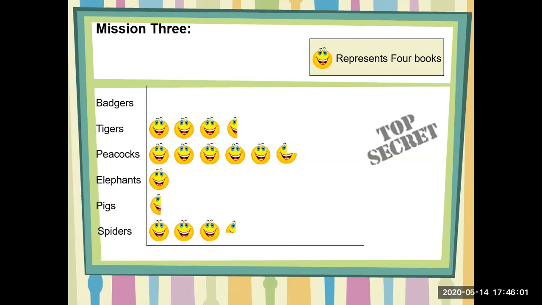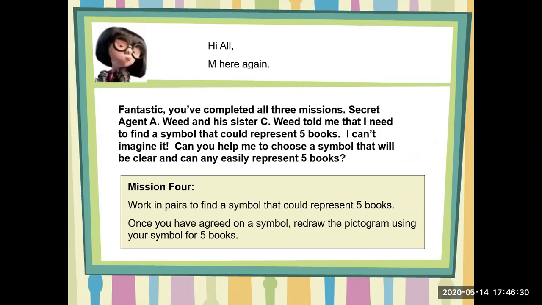Because 4 times 3 is 12. 14 take away 12, you have 2 left. You have to depict 2 left by drawing half of the books, half of the smiley face. Then your badger is 16, which is pretty straightforward. And you have 4 smiley faces. Mission 3 accomplished and completed.